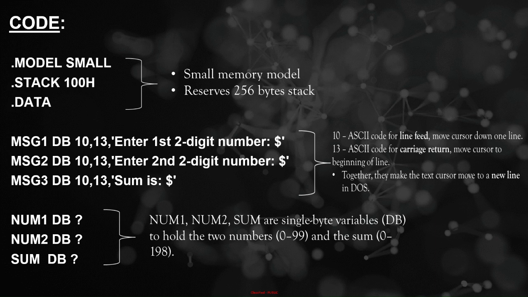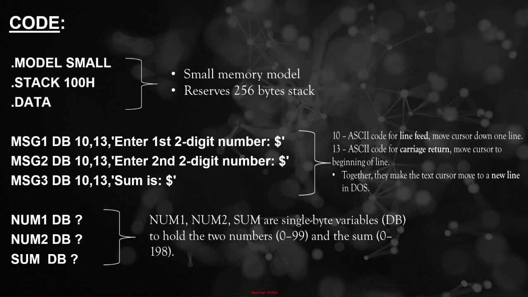These three lines define the strings I will print. Each string ends with a $ because DOS function 09h expects that terminator. Note, I use 10, 13, line feed then carriage return. The conventional DOS order was 13, 10, but this still produces a new line on most systems.